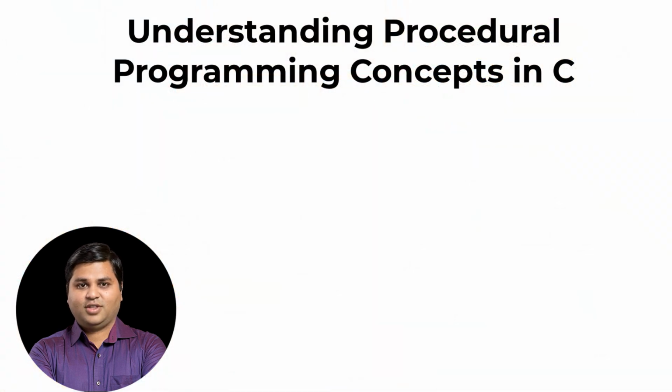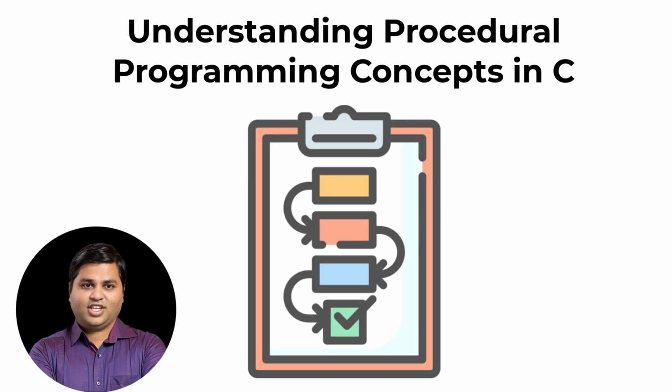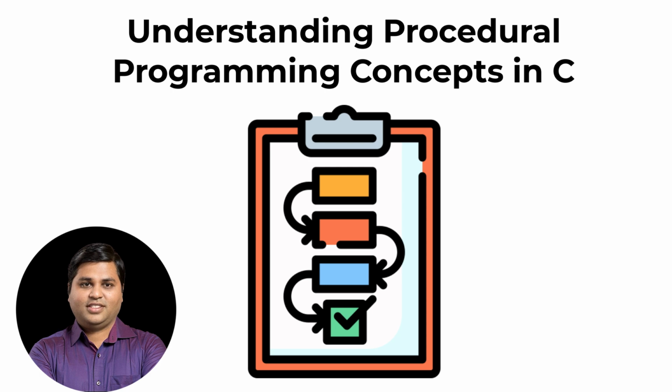C is a type of computer language that uses procedures. Other types of programming languages might use different ways of organizing code, like classes or interfaces, but C uses procedures as the main building blocks. Procedures are like small, specific tasks that the computer can do. A C program is made up of lots of these procedures working together. It might seem different from other programming languages you've seen, but it's just a different way of organizing things.